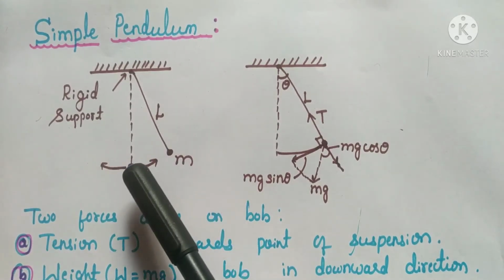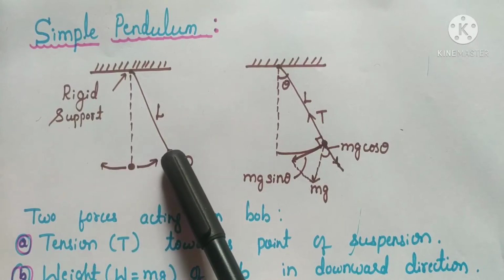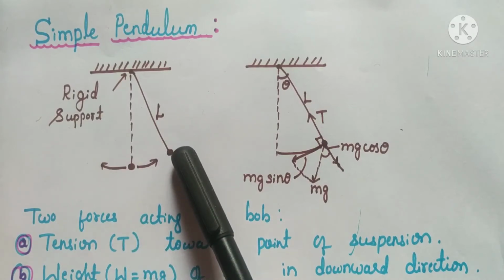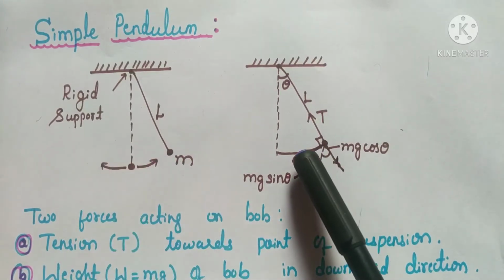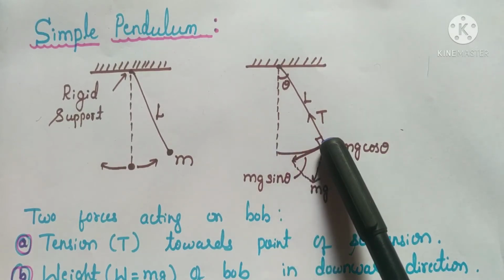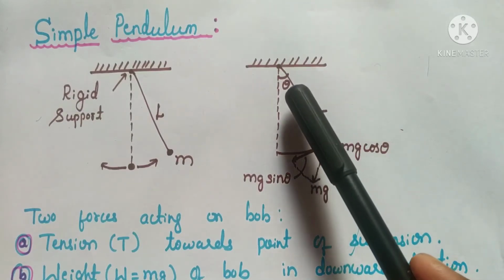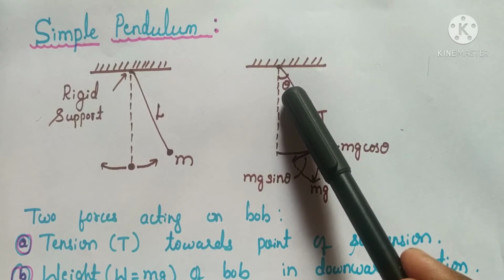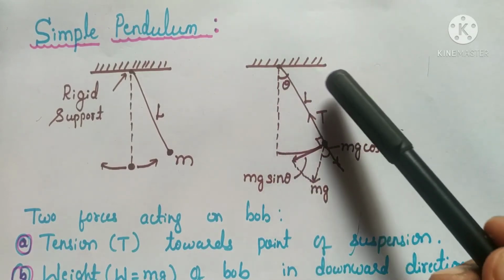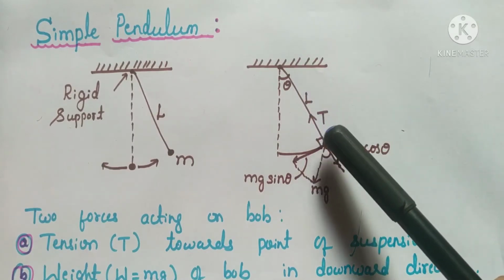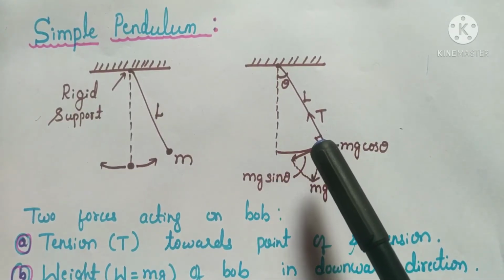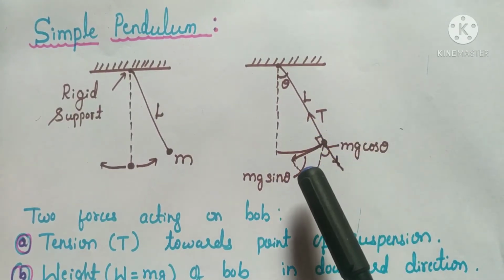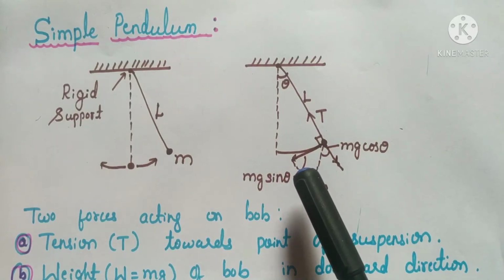If you drag the pendulum bob to one extreme position and leave it, then what happens? The pendulum bob starts to oscillate. Here we have dragged the pendulum bob to one of the extreme ends. Then there will be formation of a certain angle called theta. Theta is the angle between the length of the string and the vertical line. If the string is at the mean position, then the theta value will be 0.